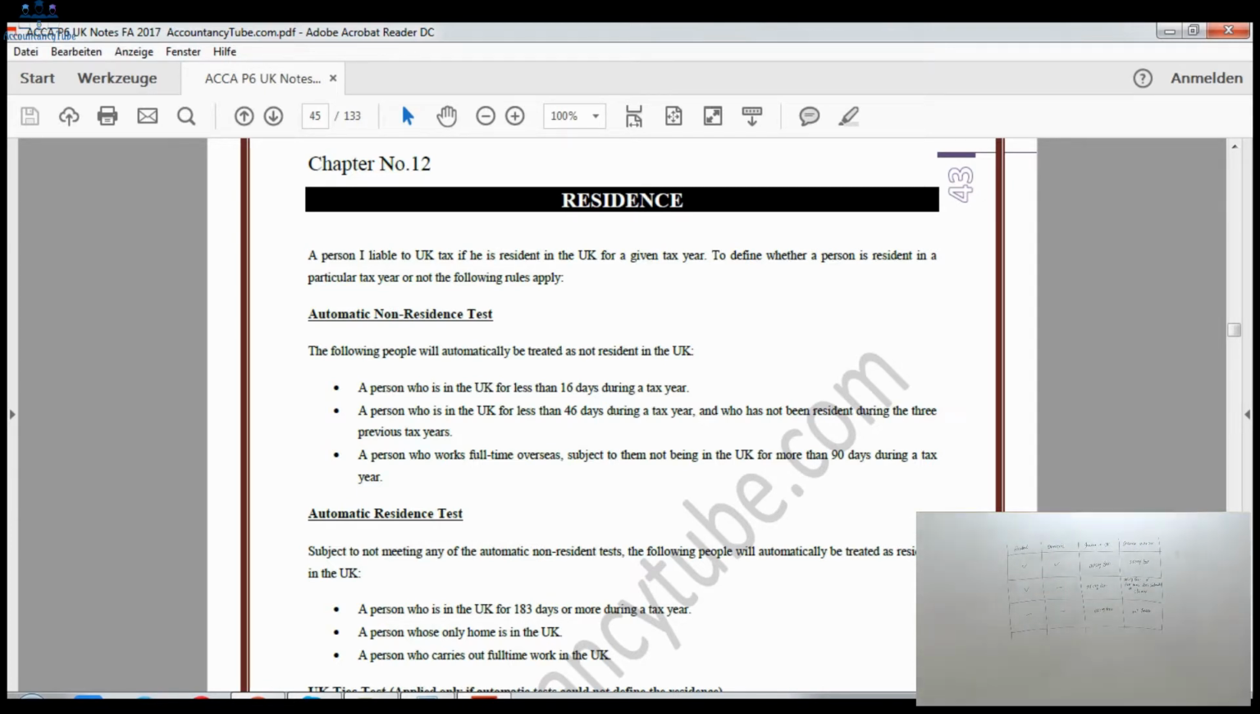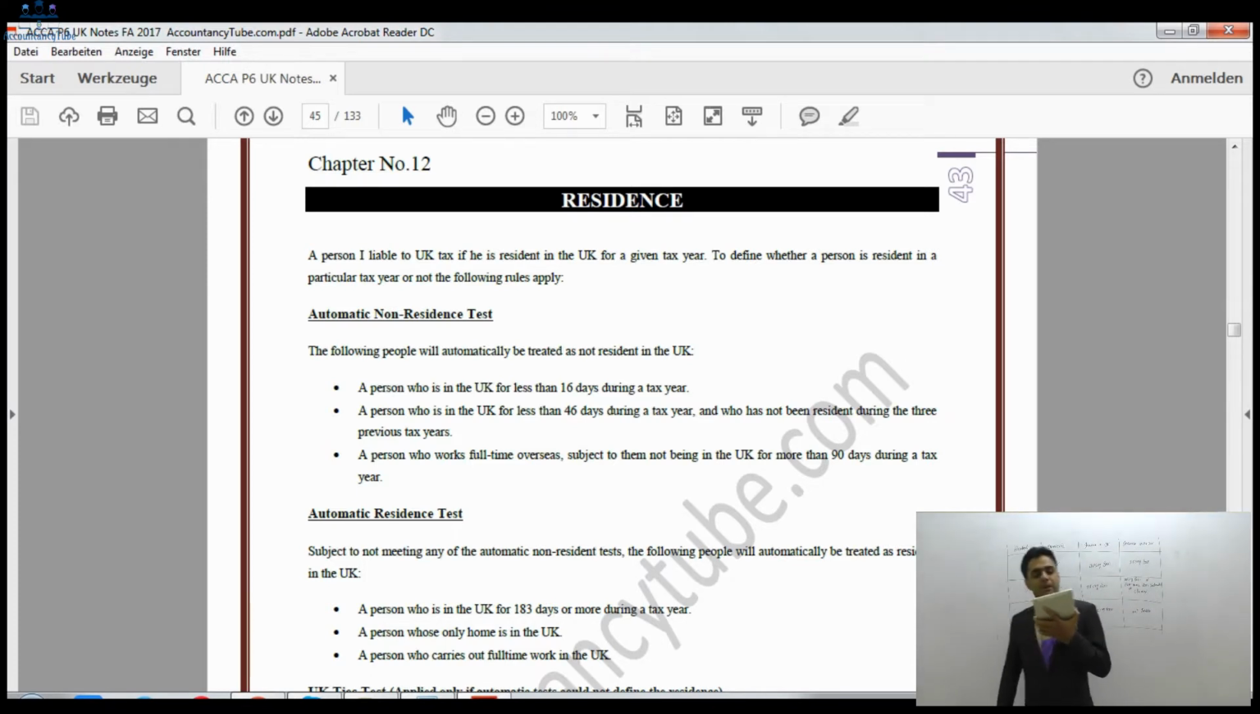So first of all we will see the automatic non-resident test. Which means if these rules apply, you will automatically be considered non-UK resident. So what are these rules? The following people will automatically be treated as non-resident in the UK.